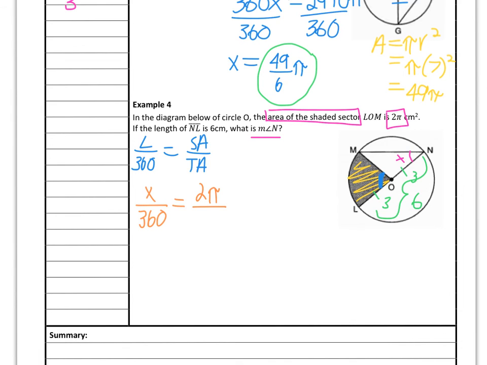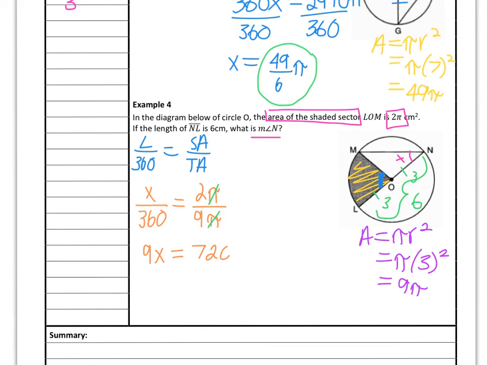Off to the side, I'm going to do my area formula so I can figure that out. A equals pi r squared. Again, my radius is 3. 3 squared gives us 9 pi. So the 9 pi gets to go in the total area spot. Again, this works out because a pi over a pi cancel out. When you cross multiply, 9 times x is 9x. 2 times 360 is going to give us 720. And I divide both sides by 9. X equals 80. All right.